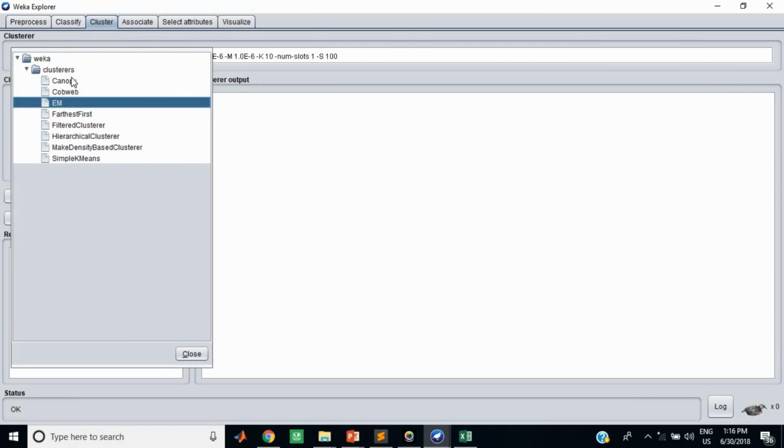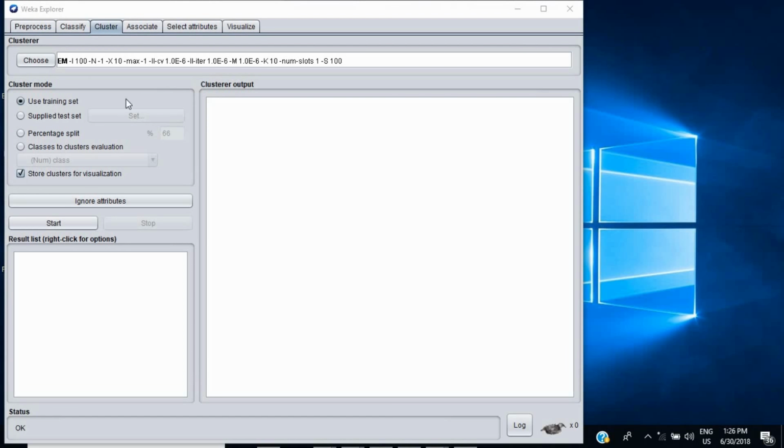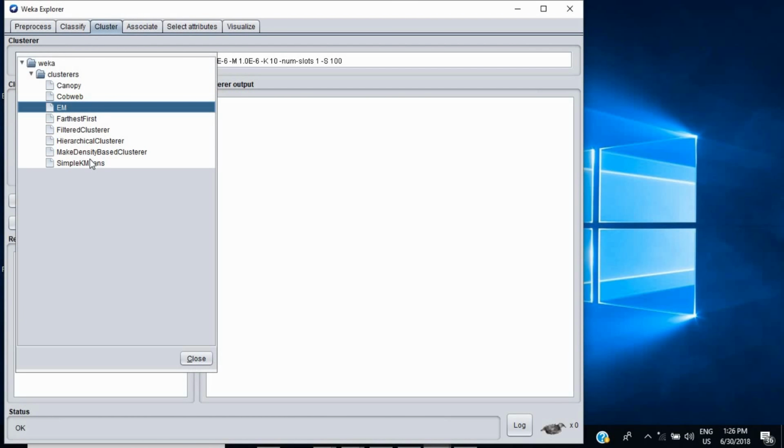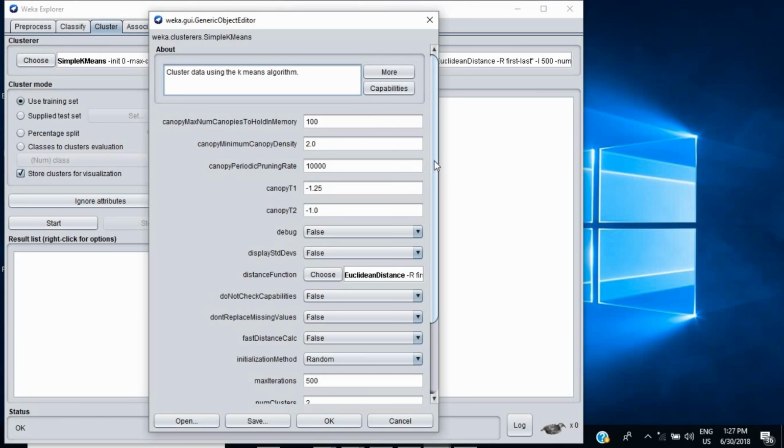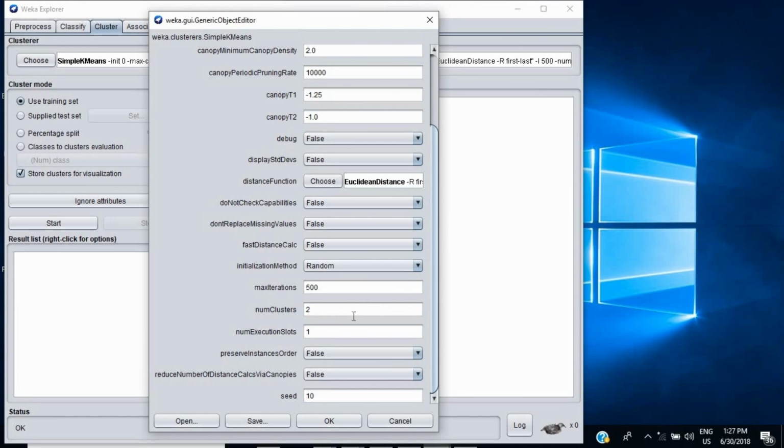And for the result of the third layer with the clustering part, here we have to first choose our clusterer, which here we have used is a simple k-means clustering, and again we have to set the parameters.